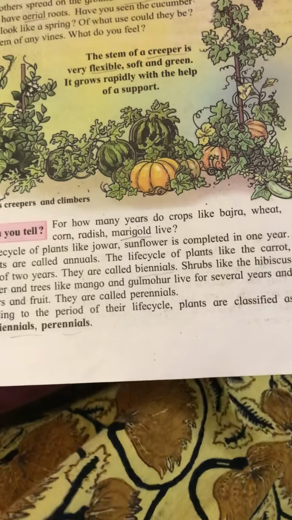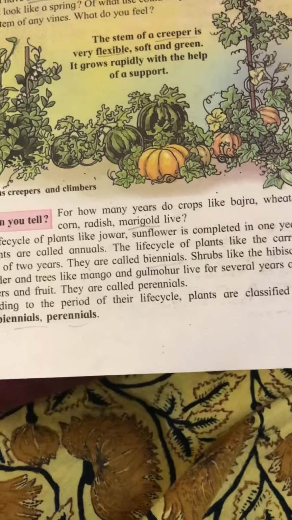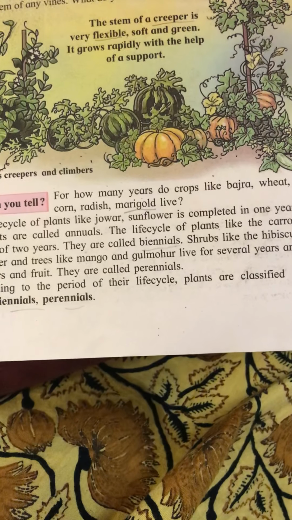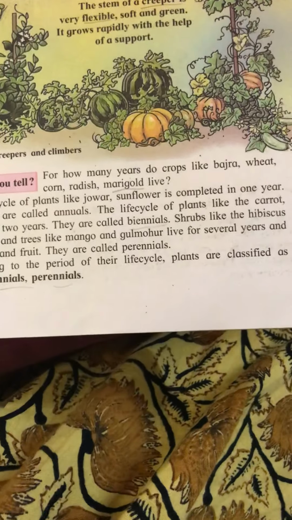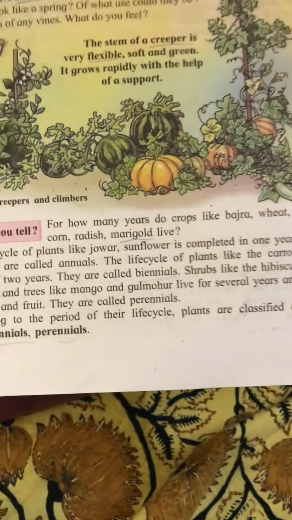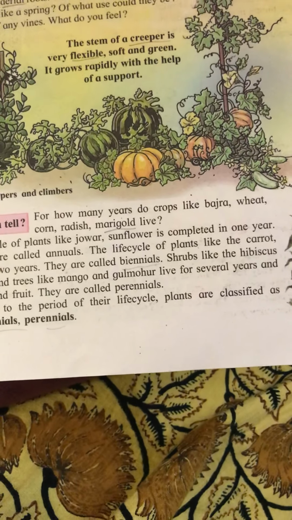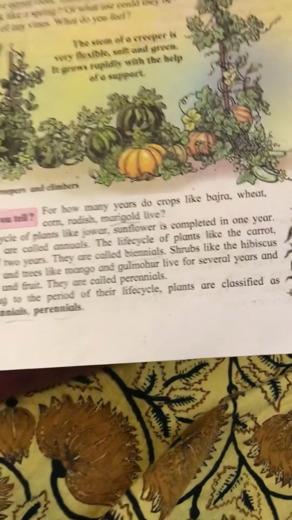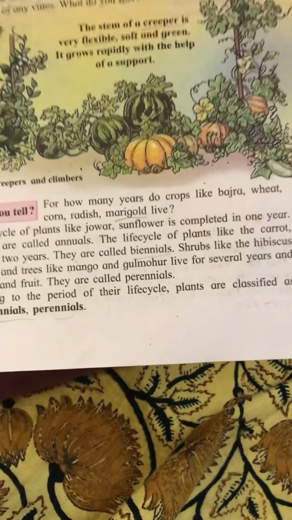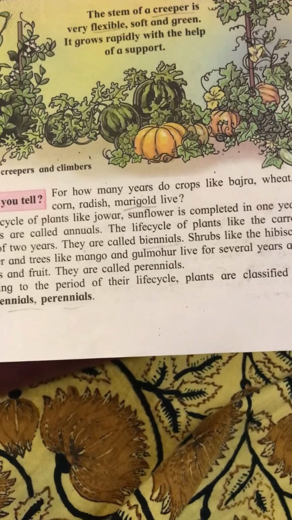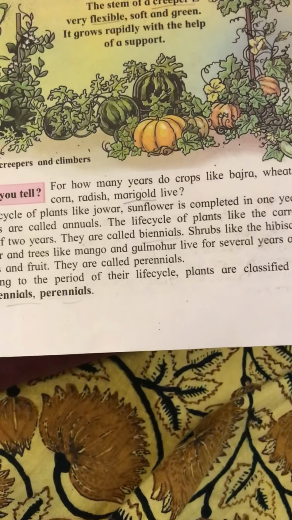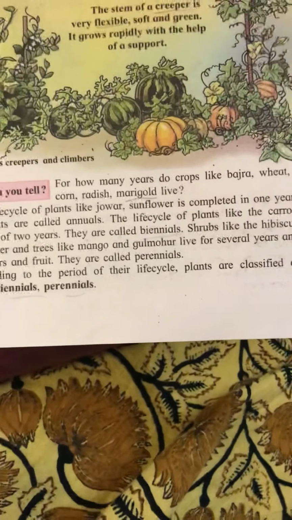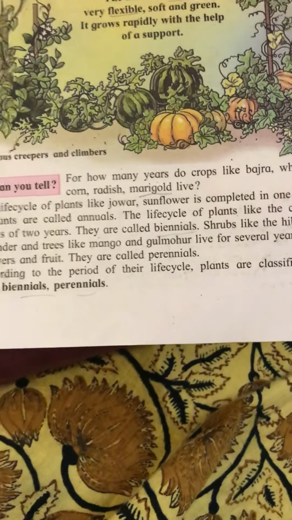Now let us see what they say about how long the bajra or the corn or the radish or the marigold live. So different plants have different lifespans. Some may live for 1 year, some may live for 10 years, some may live for 50 years, and so on. The life cycle of plants like jowar and sunflower is completed in 1 year. These plants are called एनुअल्स. एनुअल मतलब, तुम्हारा एनुअल एग्ज़ाम साल में एक बार ही रहता है, इसीलिए जो प्लांट्स एक साल रहते हैं उनको हम लोग एनुअल्स कहते हैं.